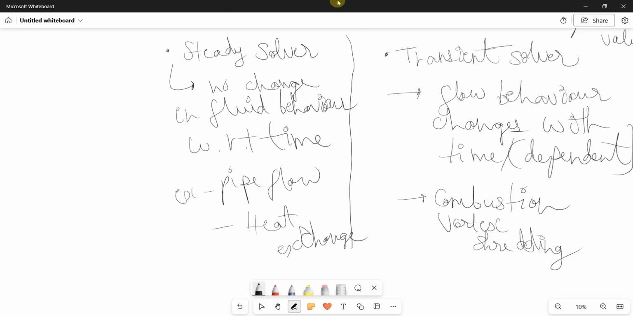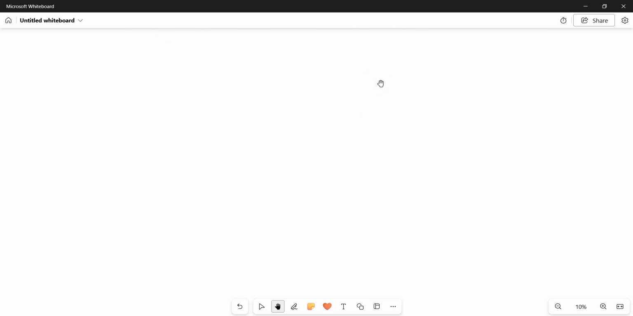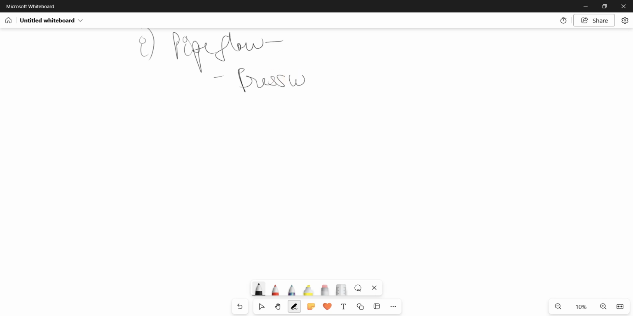So why did we have to learn all of this? Now it's very easy for you to select what type of solver you need for what type of condition or project that you are undertaking. Let's take the first example, pipe flow, right? Here I'll take pressure based, of course. Why? Because my Mach number is going to be less than 0.3, and density will remain almost constant. It's going to be an incompressible flow, so you'll use pressure based.